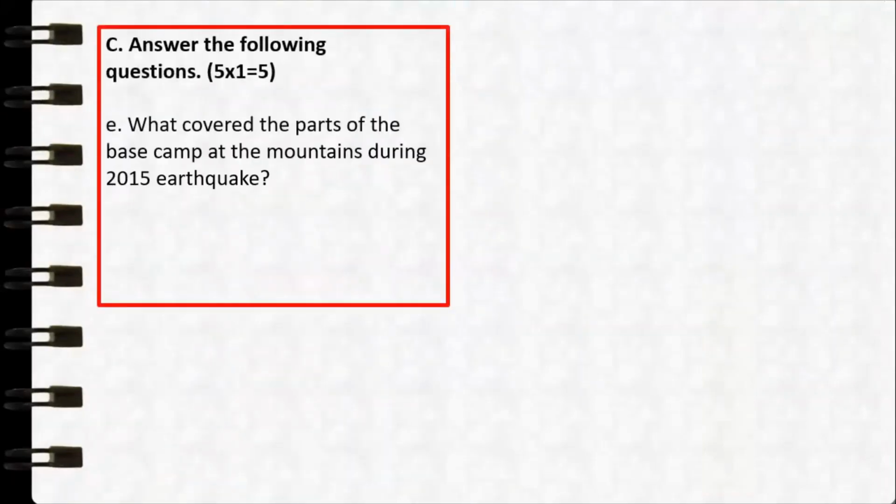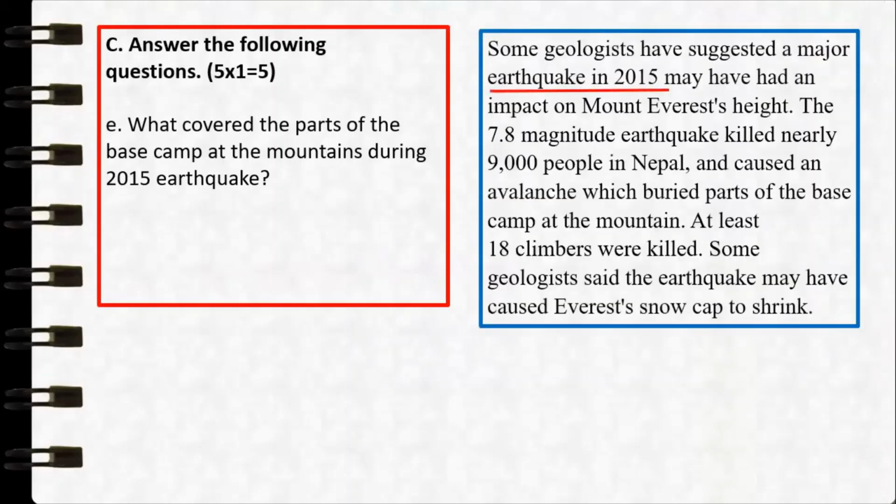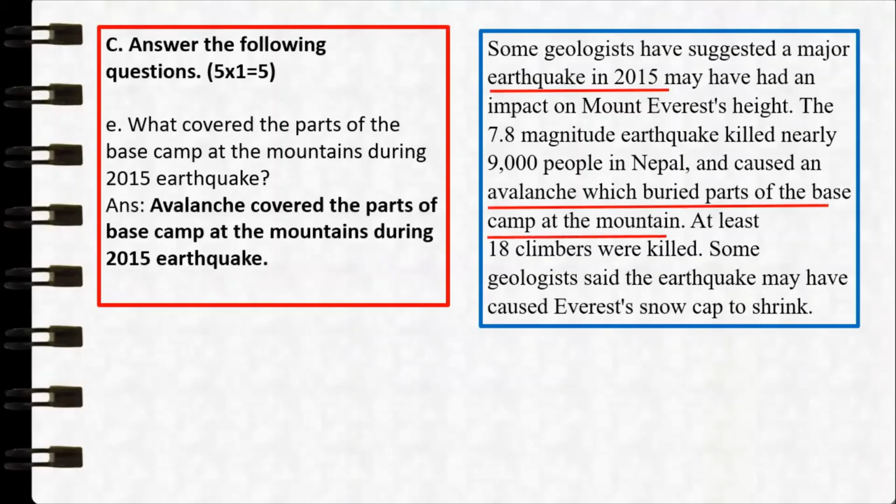Likewise, the last question from the passage we have: what covered, it's a one word sentence, what covered the parts of the base camp? And towards the end we have earthquake 2015 avalanche. So avalanche covered the parts of the base camp at the mountains during the 2015 earthquake.